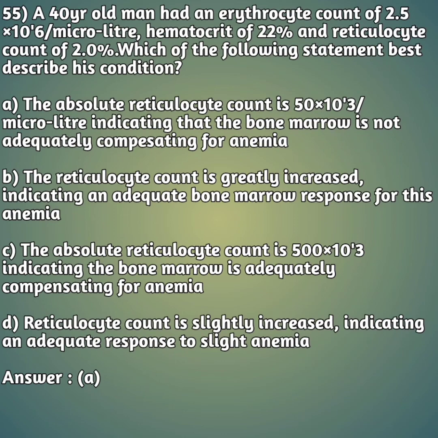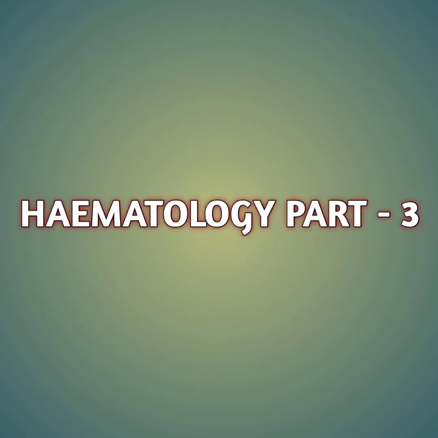So friends, the right answer is answer A, the absolute reticulocyte count is 50 × 10^3 per microliter. That indicates the bone marrow is not adequately compensating for the anemia. So friends, these are the hematology part 3 practice MCQs.